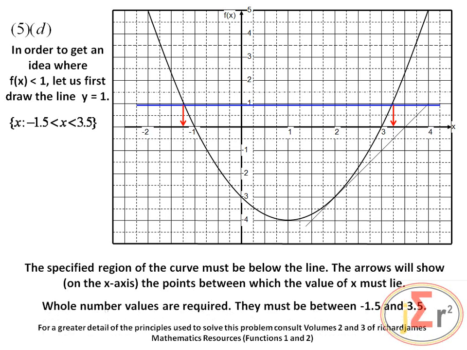However, whole number values are required, so we are required to use whole number values. So the numbers that we are talking about, the value of x must be between negative 1.5 and positive 3.5. Therefore, the whole numbers that we are going to be using must be between negative 1.5 and positive 3.5. So we are going to use those numbers. The set of x such that negative 1 is less than x is less than 3.